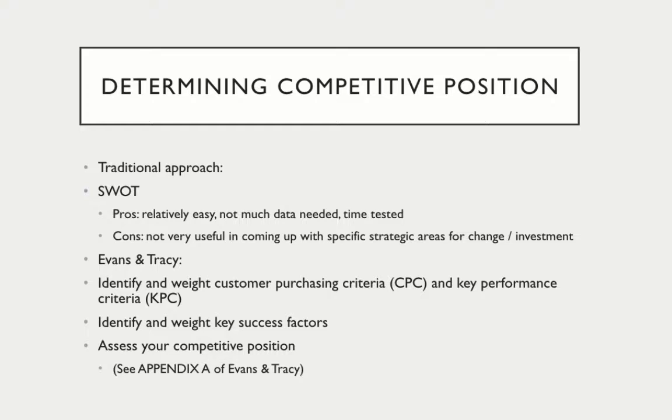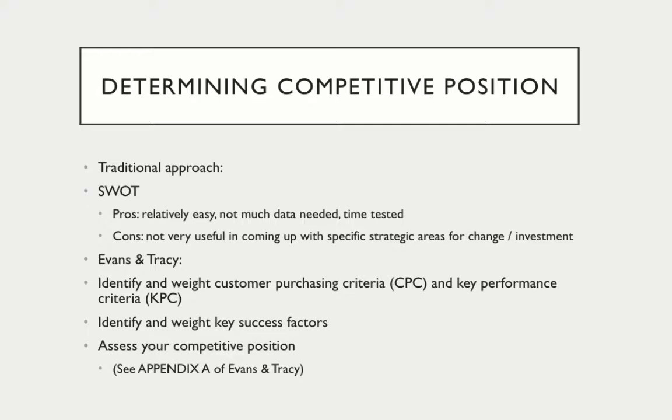And so there's a couple of terms there that you need to be familiar with in order to use this approach. And those are customer purchasing criteria and key performance criteria. Okay, so there's 2 criteria that you need to determine. Now let's talk about each of these real quickly. The customer purchasing criteria are the things that the customer feels are important from the product. And key performance criteria are things that you need to do in order to satisfy those customer needs. We'll take a look at those more in depth in just a bit here. And so the approach is to identify and weight those, and then assess your competitive position based on those criteria.